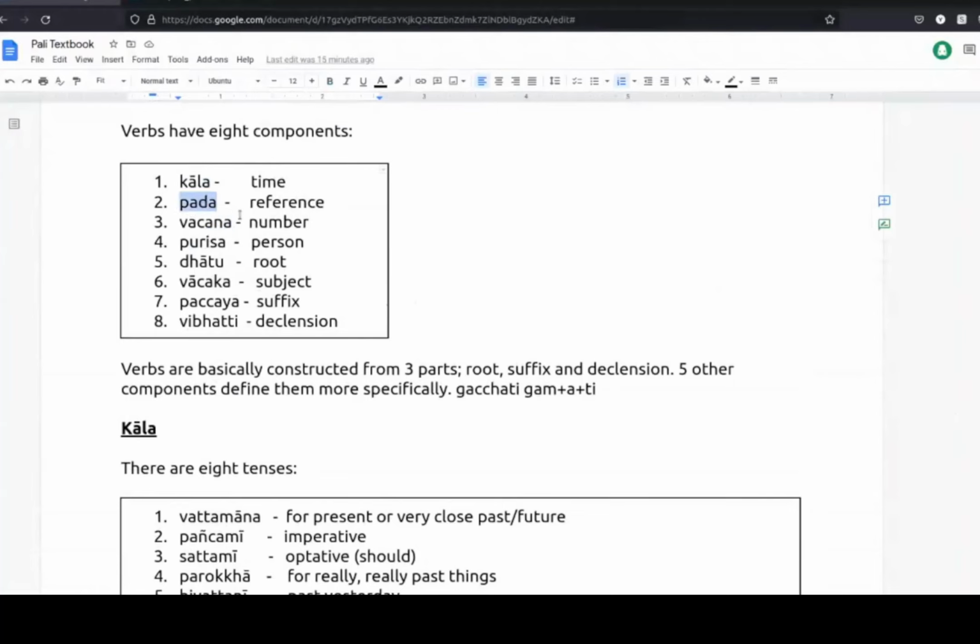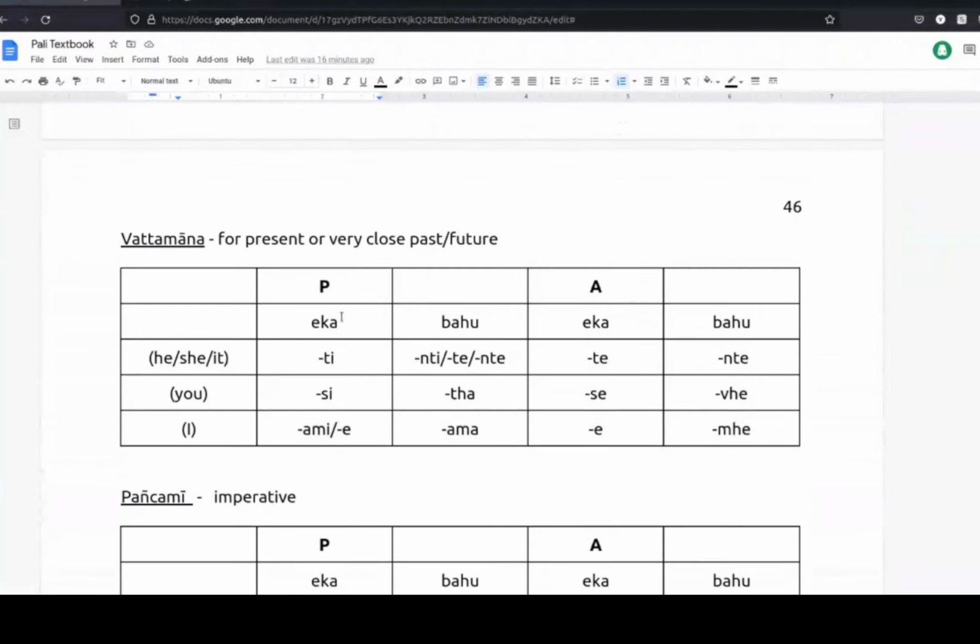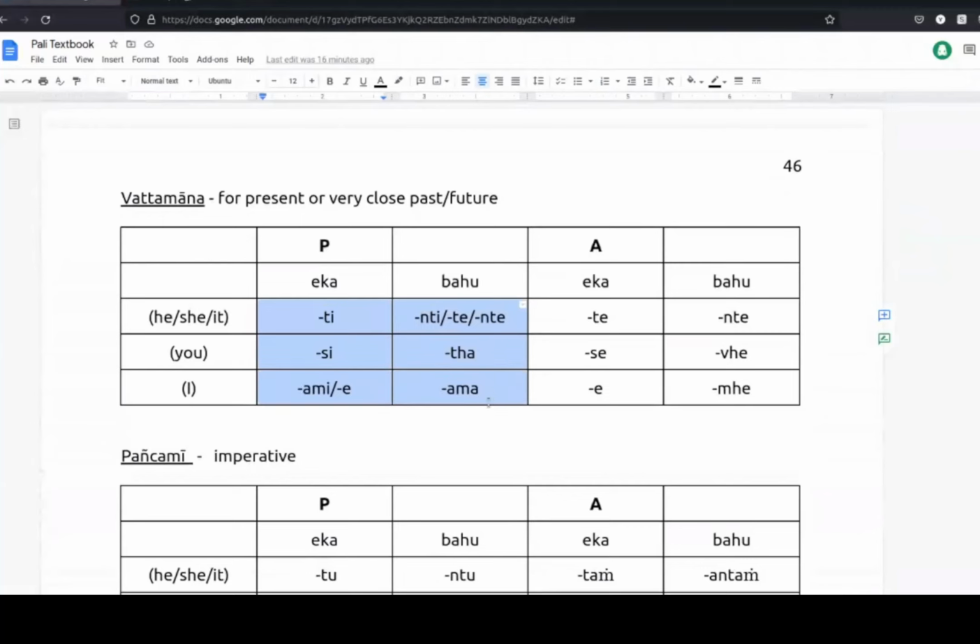That's how you get your grid for the paradigm. And then Pada, there's 2 of them, so you got 2 grids. That's for the charts that you have to memorize. And then the charts work for different roots, and different roots have to add different suffixes, and those suffixes are going to depend on the vachaka. And then finally declension, which are the endings for the charts.